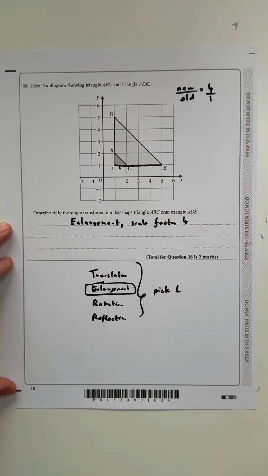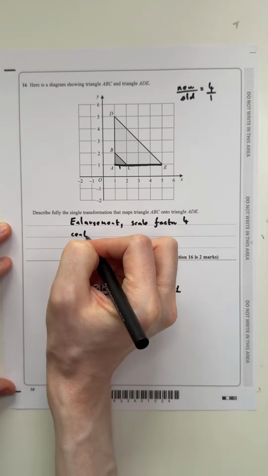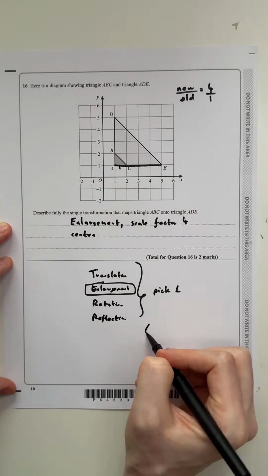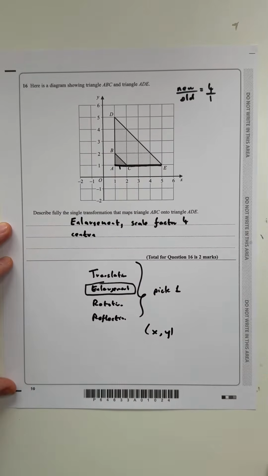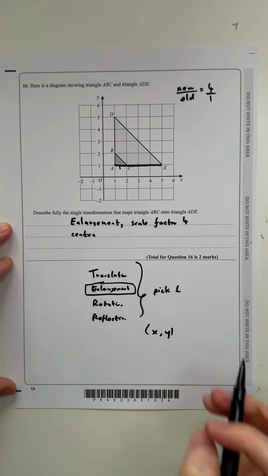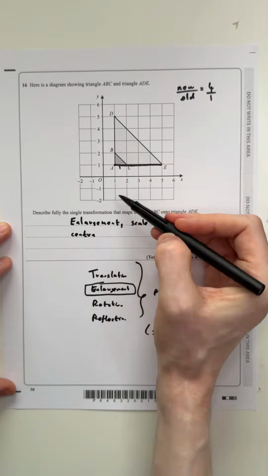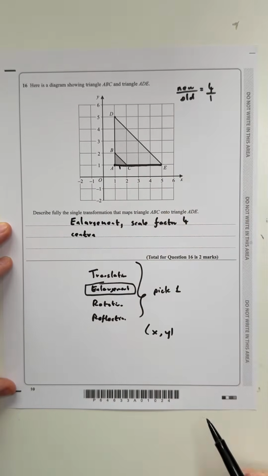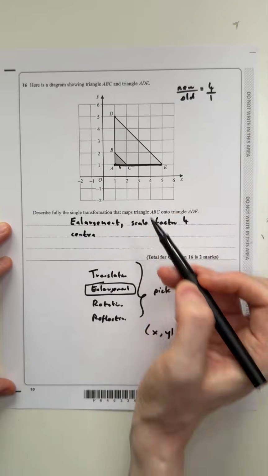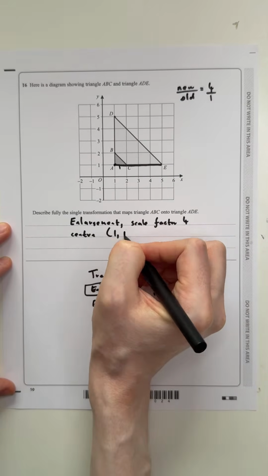You now have to find the center. The center is always given as a coordinate, x, y. You match up corresponding vertices, the new and the old. If you match that with that and draw a line, it will go back to here, and that will go back to here. So all 3 lines will go back to this center here. My center as a coordinate is simply 1, 1.